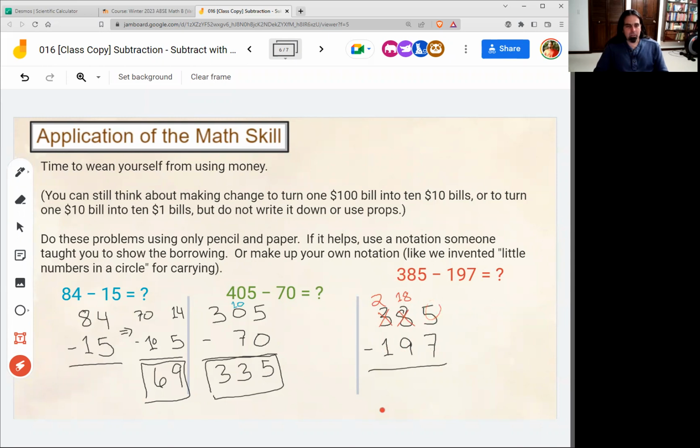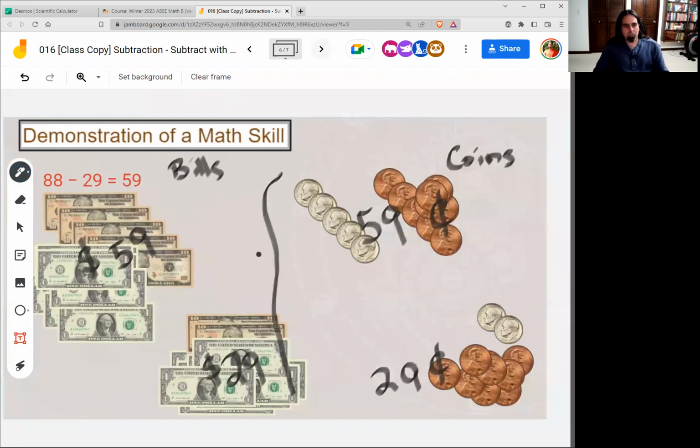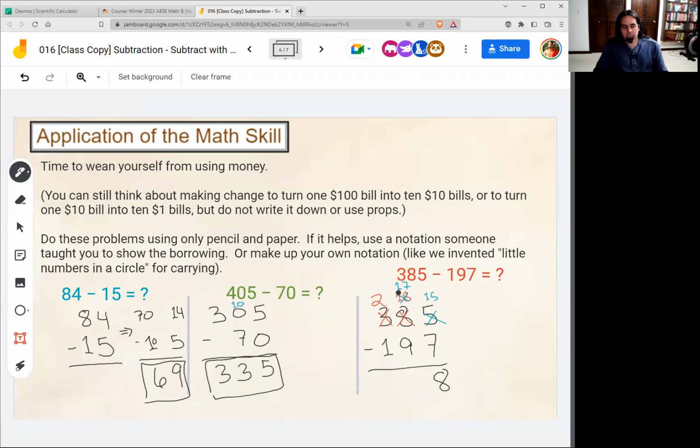No, the 5 is not big enough. So now I will say that 18, I'm going to take one of those 10s. Now I have 17 of them. And 10 and 5 makes 15. This might not be how you're used to writing it. Write it however you want. I'm just showing you different options, because that's my job. So 15 things minus 7 of them is 8. 17 tens. Think of them as $10 bills or 10-cent dimes. But 17 tens minus 9, well, that's also 8. 2 minus 1 is 1.